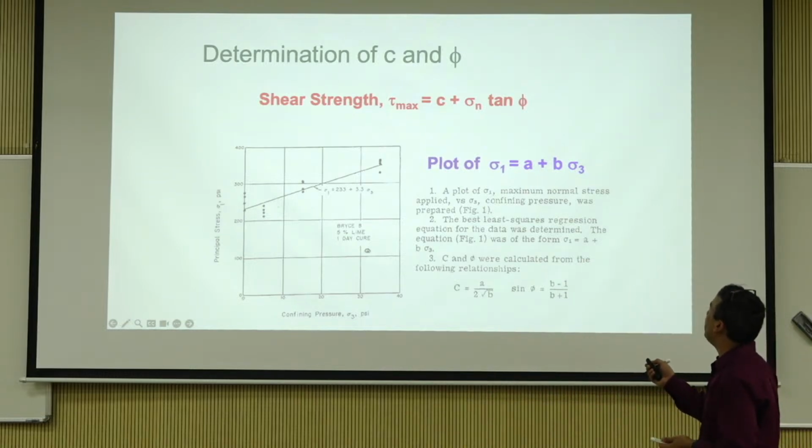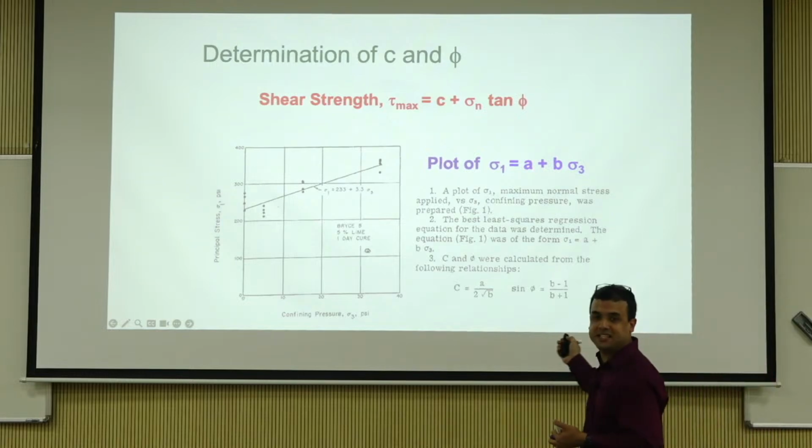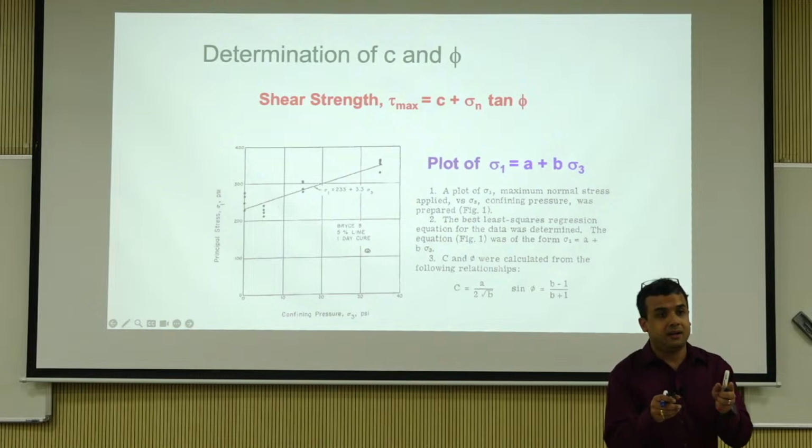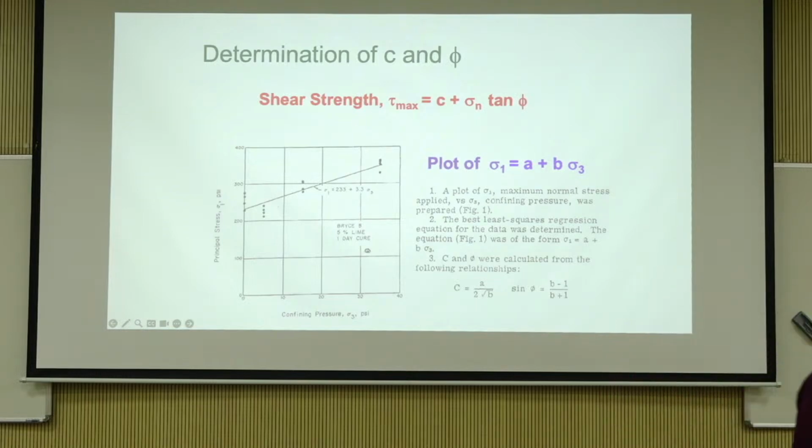But sigma 1 is equal to a plus b sigma 3. So this a and b are not the same as in tau equals c plus sigma tan phi, right? And this is sigma.